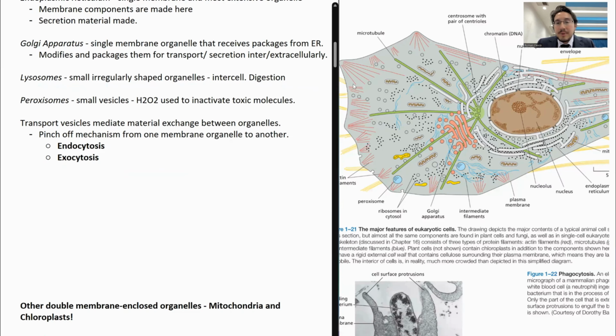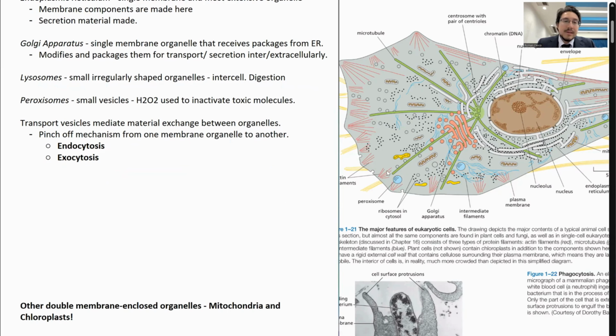You have the Golgi apparatus that you can see in this area here that also is a single membrane that kind of receives the packages coming from the ER and it kind of tags them, modifies them, and packages material, let's say proteins for transportation, ready for secretion internally within the cell or even extracellularly outside of the cell, right? Golgi apparatus.